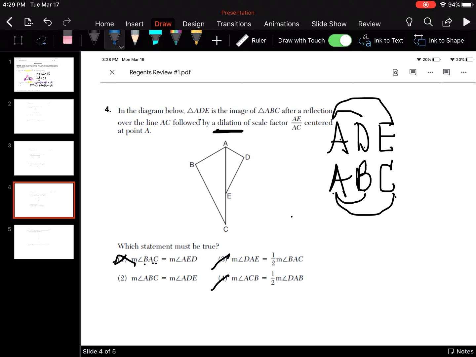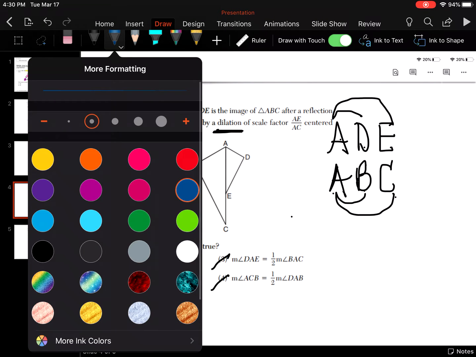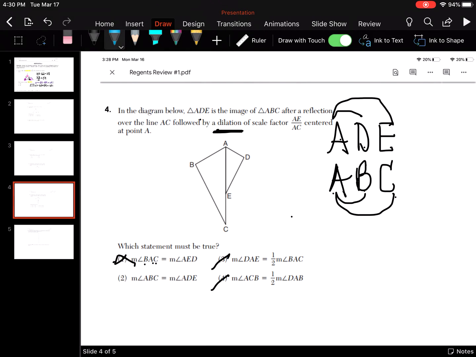Okay, I'll use a different color to show us this relationship. So ABC this way would be the same as ADE this way because that's the same order, which is exactly what choice 2 says. Okay, we wanted which one was true, and that one would be true.